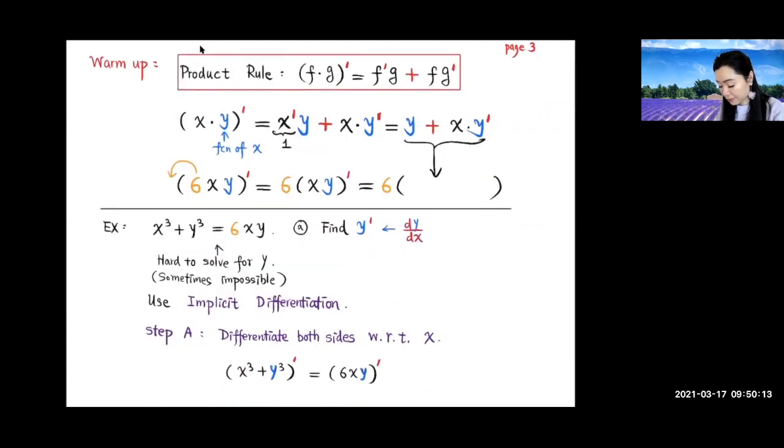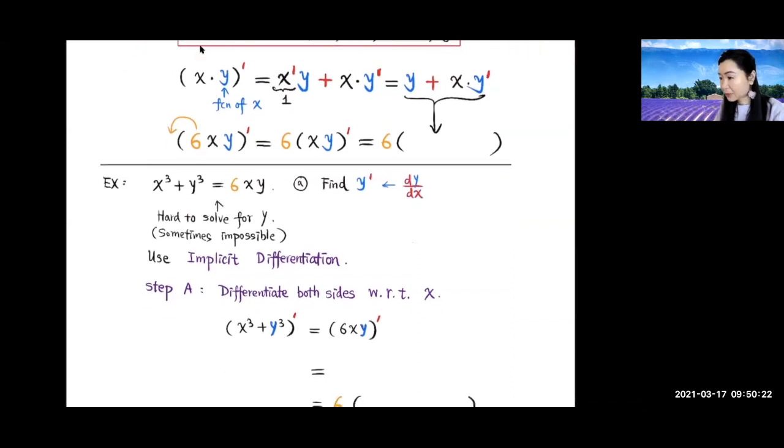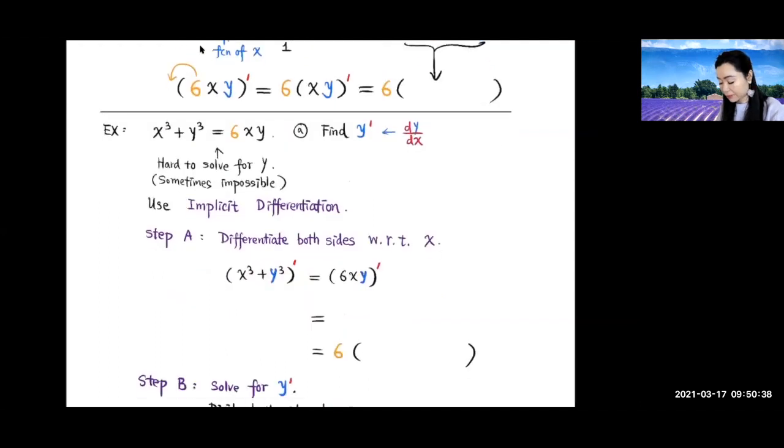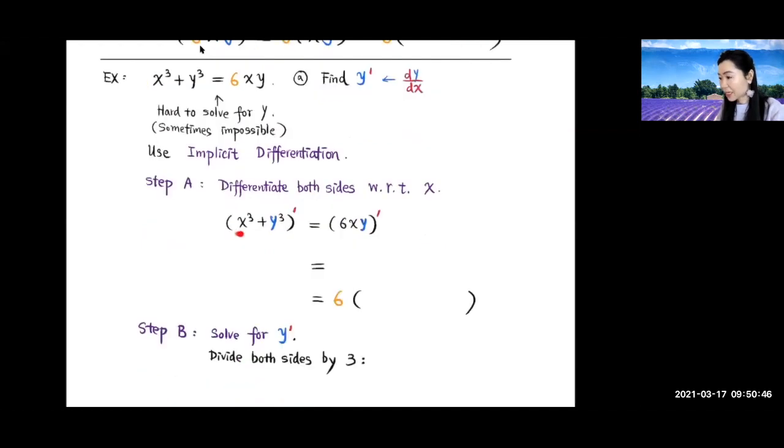Now we have x cubed plus y cubed equals 6xy. So we're trying to find y prime. Now this is y to the third power. This function here has degree 3. So it is hard to solve for y, and sometimes maybe impossible. So we want to find y prime using implicit differentiation. The first step will differentiate both sides of this equation with respect to x. Okay. Let's see what we get.